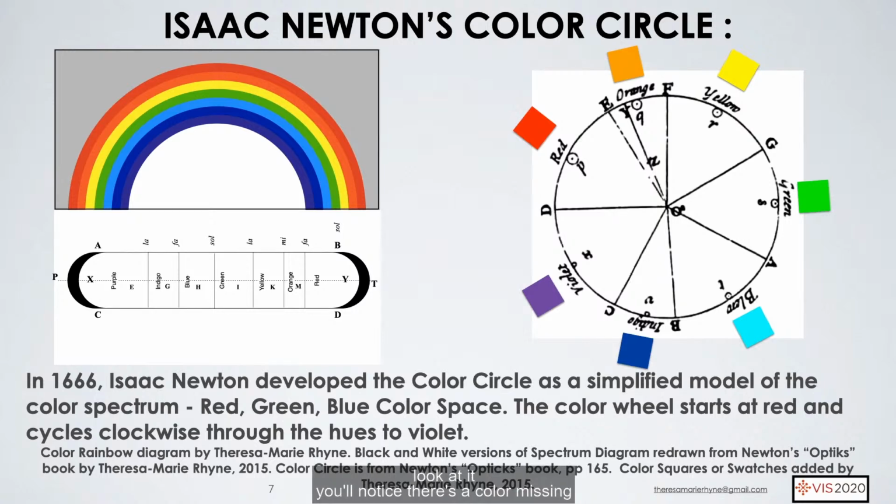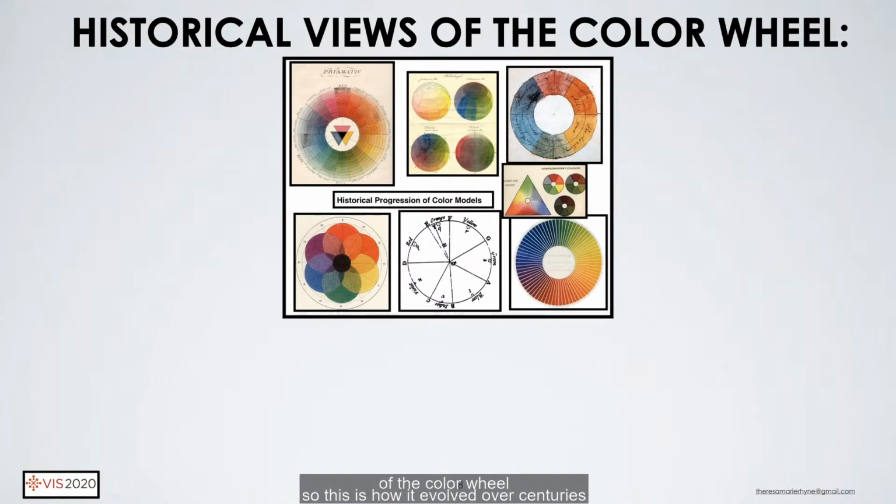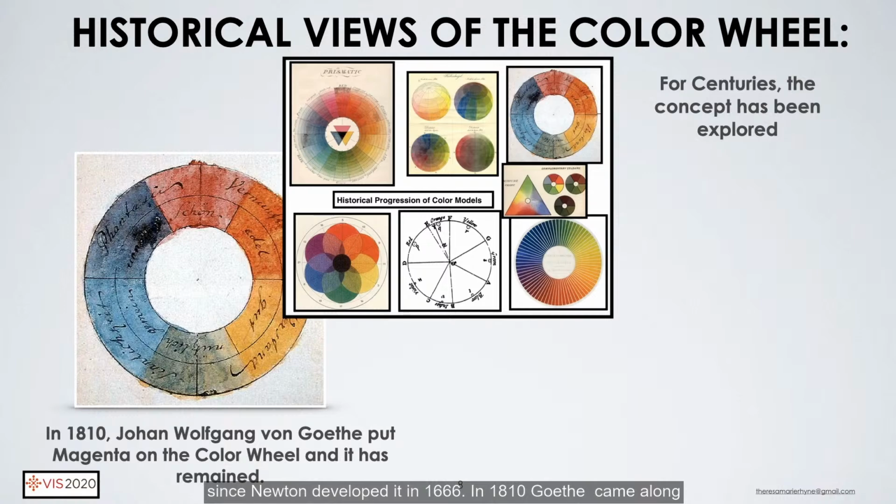Now, if you look at it, you'll notice there's a color missing. And I'm going to describe that a little bit later in a couple of seconds. As Newton's color circle evolved, it became the color wheel over time. And here I show some historical displays of the color wheel. So this is how it evolved over centuries since Newton developed it in 1666.